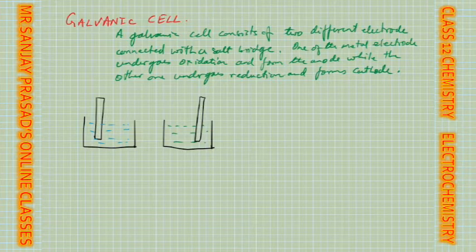So let's take it this way. One of them, suppose the one which we have already done, zinc, then this will contain Zn2+ ion. The other one I can take silver, then this will contain silver ion. Isn't it?